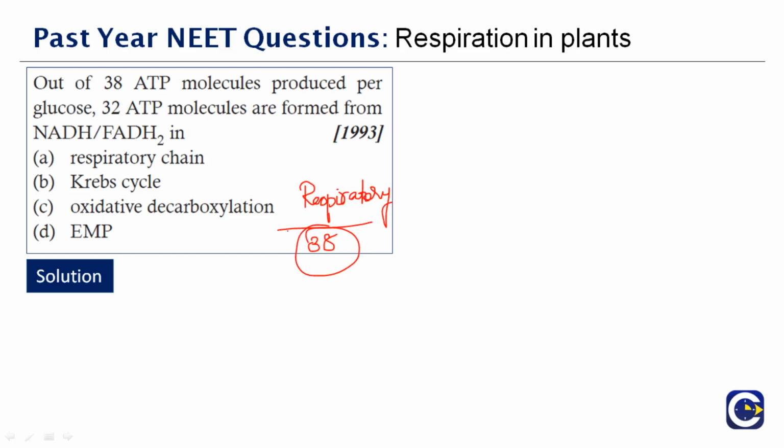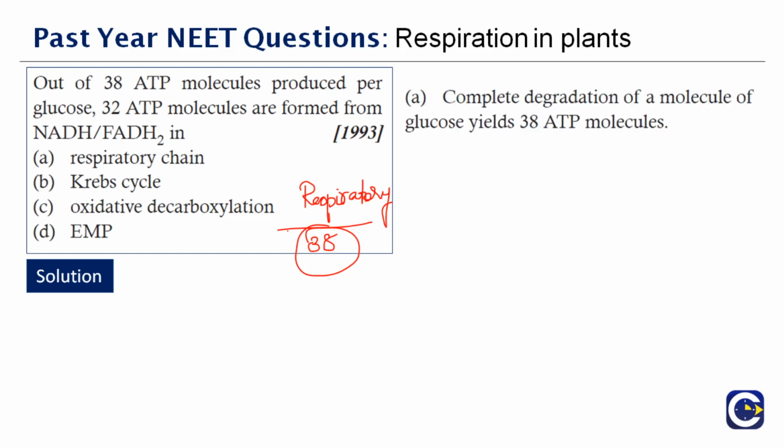So when you have questions like this, they can be asked in an indirect way. Here they haven't mentioned glycolysis, but you have a hint which tells you it is glucose. So it is very well understood that it belongs to the respiratory chain pathway. Okay, next question here. So the correct answer is option A.